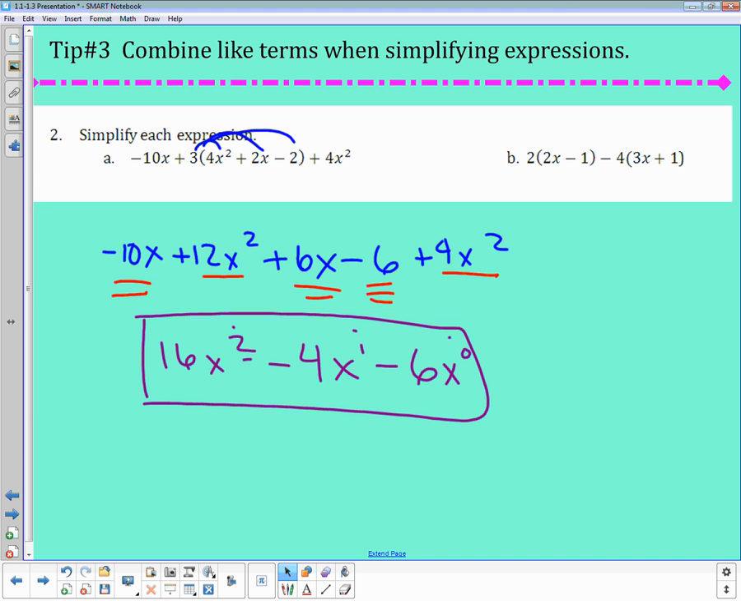So again, why don't you guys go ahead and pause the video at this time and see if you can work on example B there. And we will flip it over to the back.